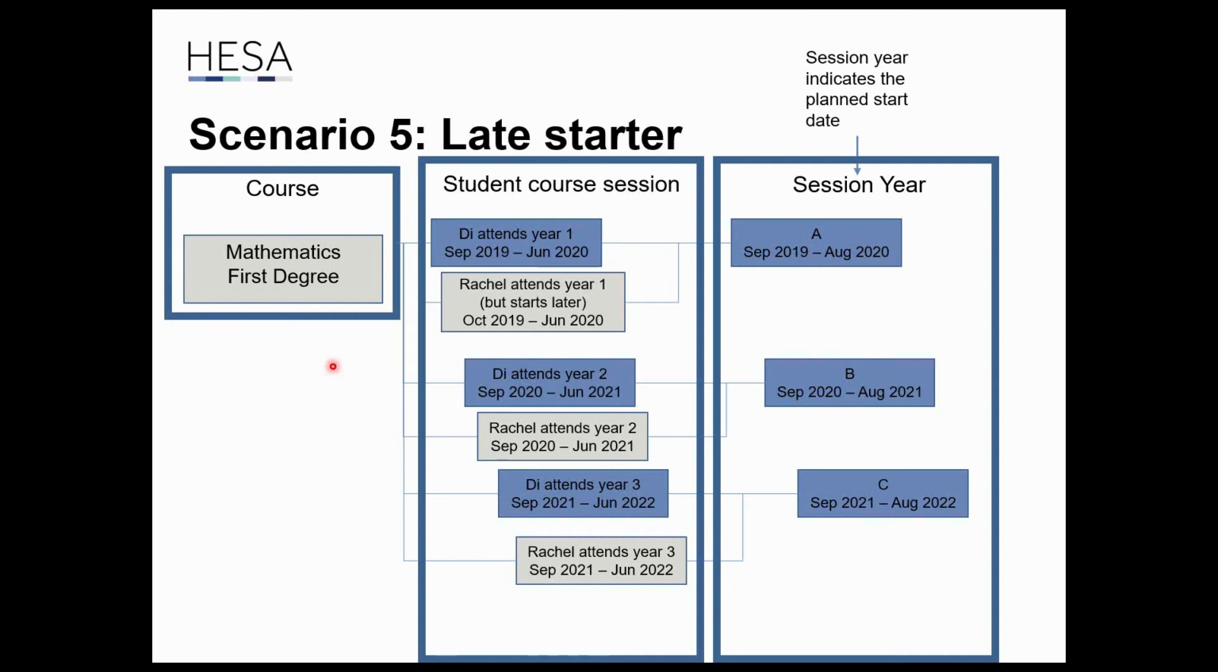So there we go, that's what I just said. It indicates the plan of what the student should have done, and then the student course session indicates what's actually happened with that student.